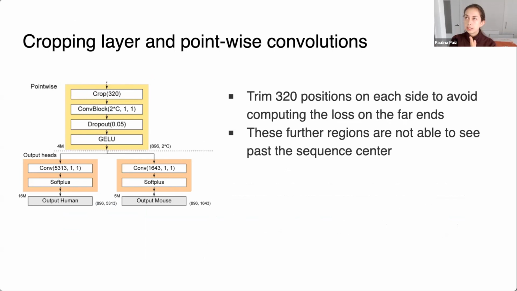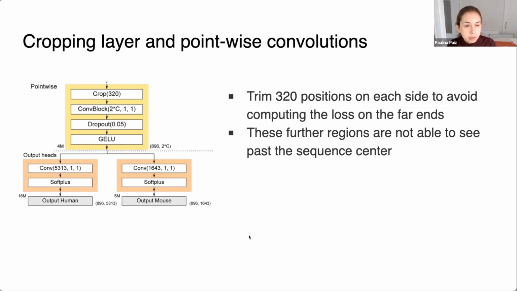if you're at the center of your sequence and you're 320 away, then just looking at one side, you will get only towards the center and not past it. So it's like biasing the model in one way that we don't want it to. It won't have that far end receptive field that is giving it its performance gain. And after that, you just have the two output heads that I mentioned.